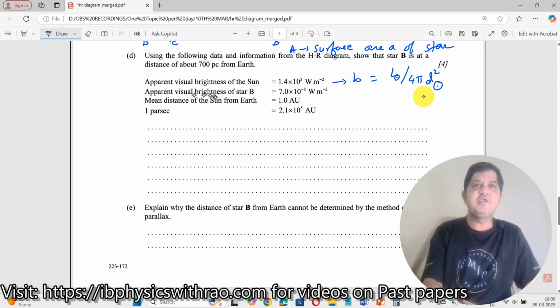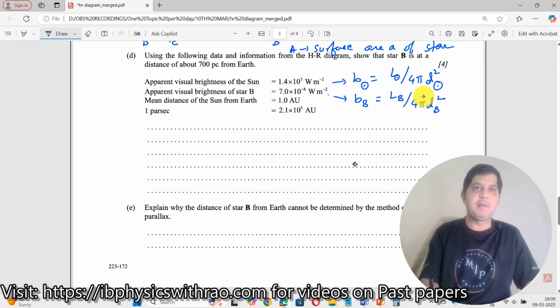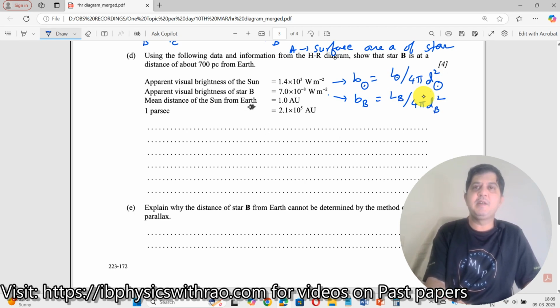Okay. Now visual brightness of star B. I'll write this as B over here. And next I can also write visual brightness of star B. So I'll write BB is equal to LB divided by 4 pi dB square. I am applying the same formula. Mean distance of the sun from the earth, what is this? This is nothing but your D0. This value is given to you. What is being found out? dB should be found out, right?